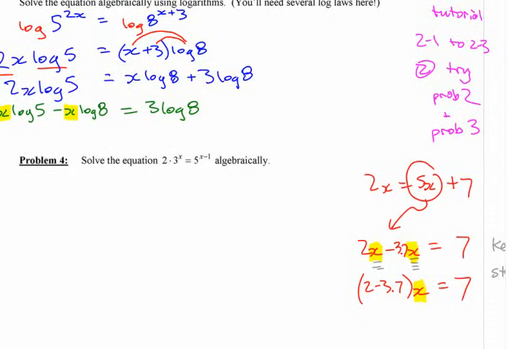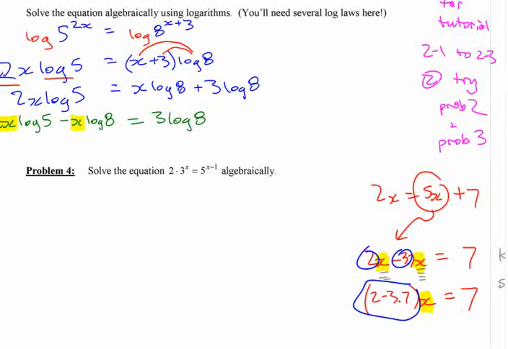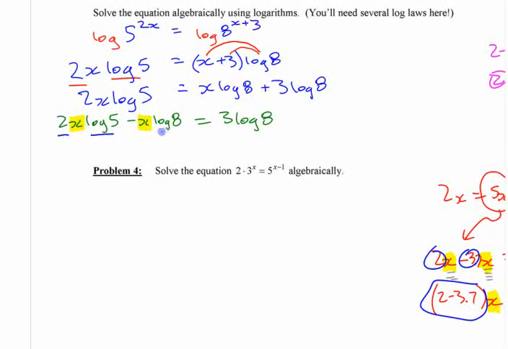Down here, remember what you did? It made sense here because you could see these numbers, right? Well, I don't know how to do 2 minus 3.7, so I'm just going to write it in brackets. I don't know how to do 2 log 5 minus log 8 in my head, so I'm going to just write that. 2 log 5 minus log 8. I'm just going to do that because I do not know how to do that in my head, but whatever that is, that's how many x's I have.